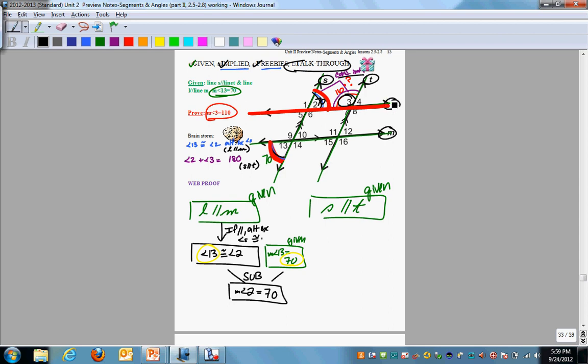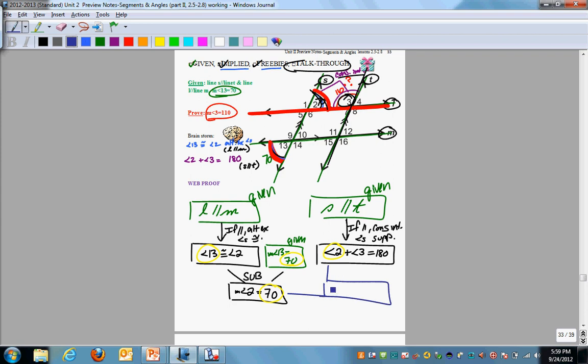Now, because of the stir stick S and T being parallel, we can say this, that angle 2 plus angle 3 equals 180. Why? Because if parallel, consecutive interior angles are supplementary. That's the why. And here, angle 2 is 70. So we're going to take these two pieces of information and put it together. So 70 degrees plus angle 3 equals 180.